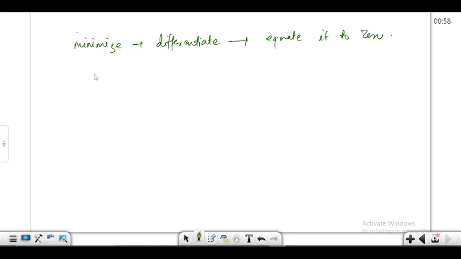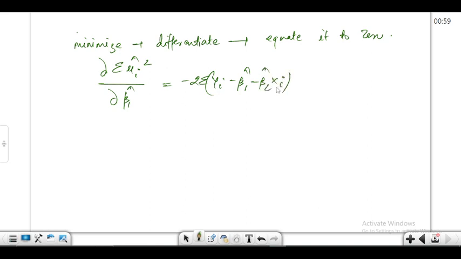So differentiating summation ui hat square with respect to beta 1 hat, this gives minus 2 summation yi minus beta 1 hat minus beta 2 hat xi, which is equal to minus 2 summation ui hat. This is the first equation.